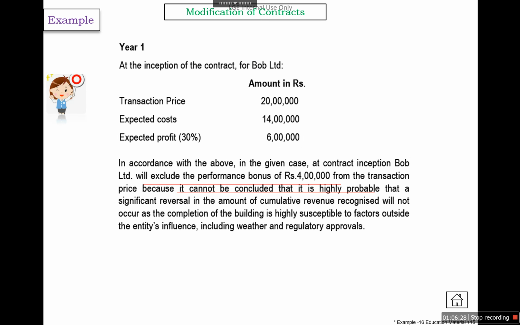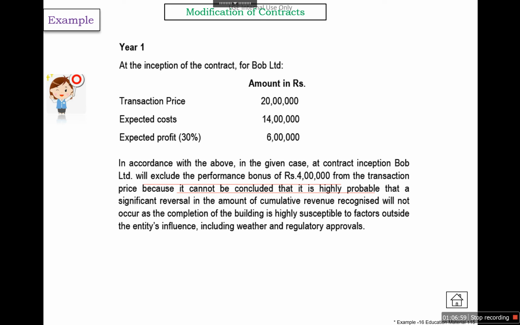So in year 1, at the inception of the contract, Bob Limited will exclude the bonus because it cannot conclude that it is probable. The answer setter has considered that Bob Limited is not sure whether it will be able to complete within the defined timeline, so it has excluded the bonus.